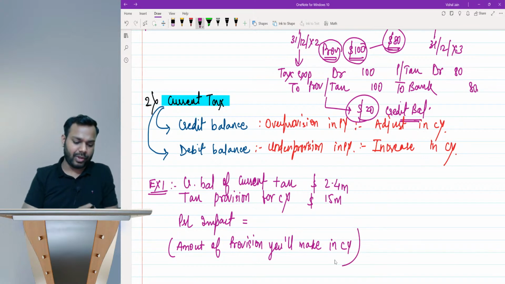$15 minus 2.4, very good. 15 minus 2.4 is 12.6. Very good everyone. So it is $12.6 million. Now let me take up one more question.